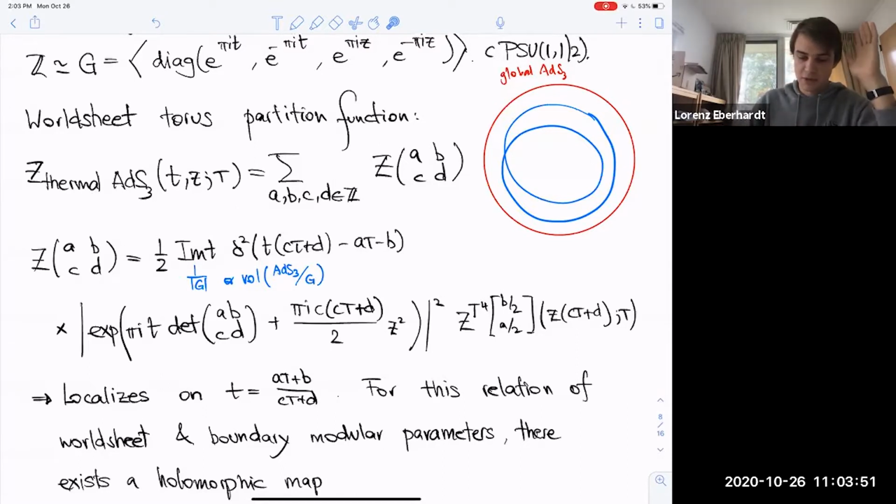And except if t, which was the boundary modular parameter, and tau, which is the worldsheet modular parameter, have some very specific relation. Namely that, I wrote it here again, t is related to tau in this way. And yeah, I will have much more to say about this later.